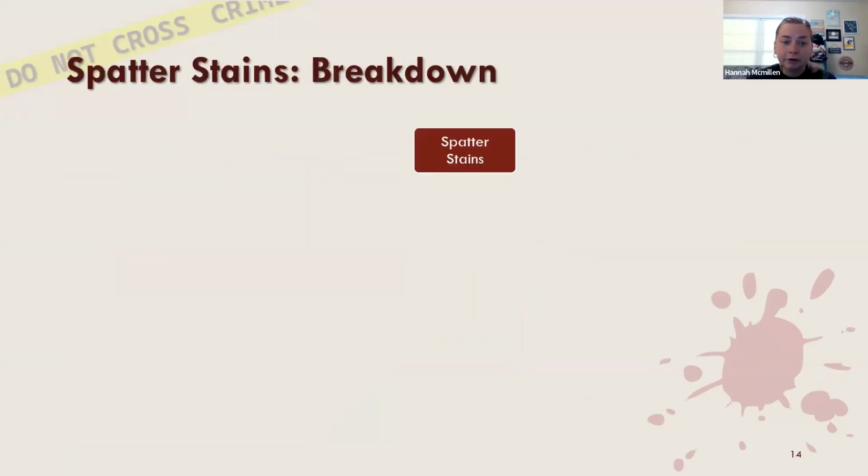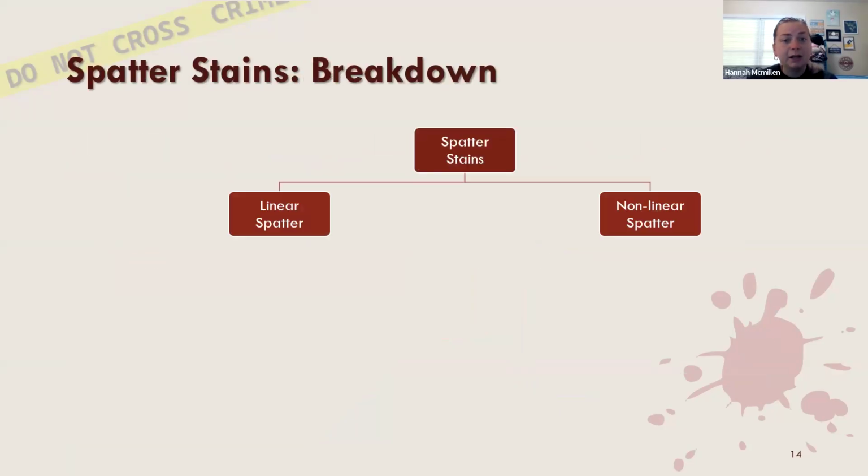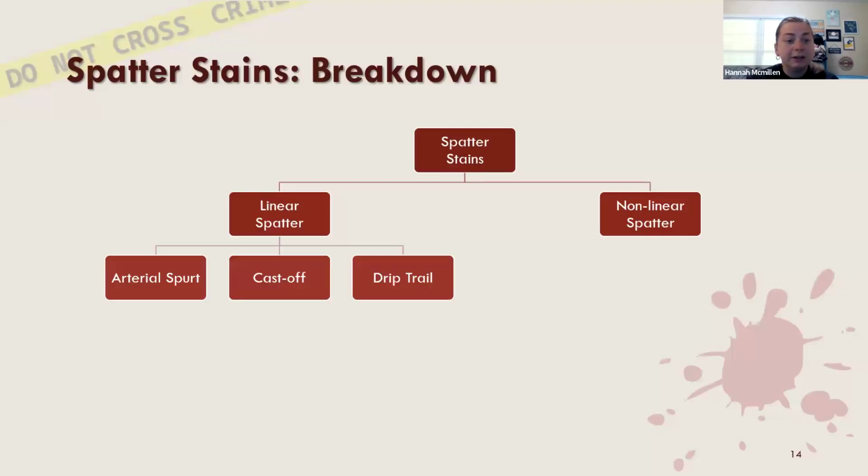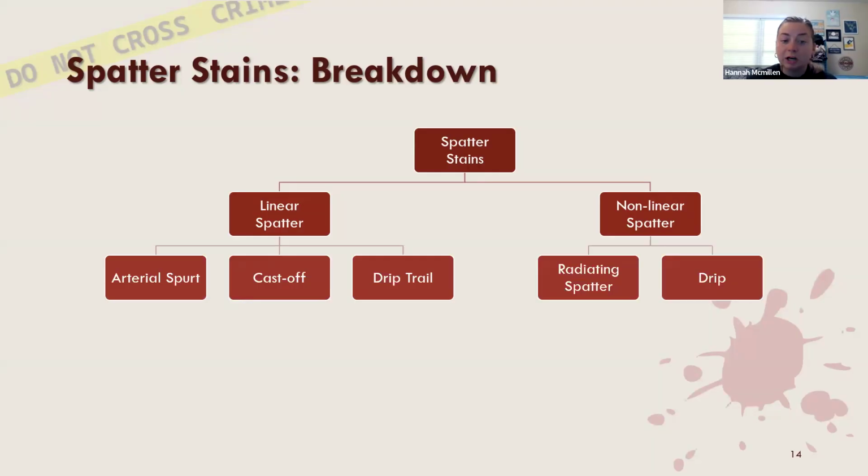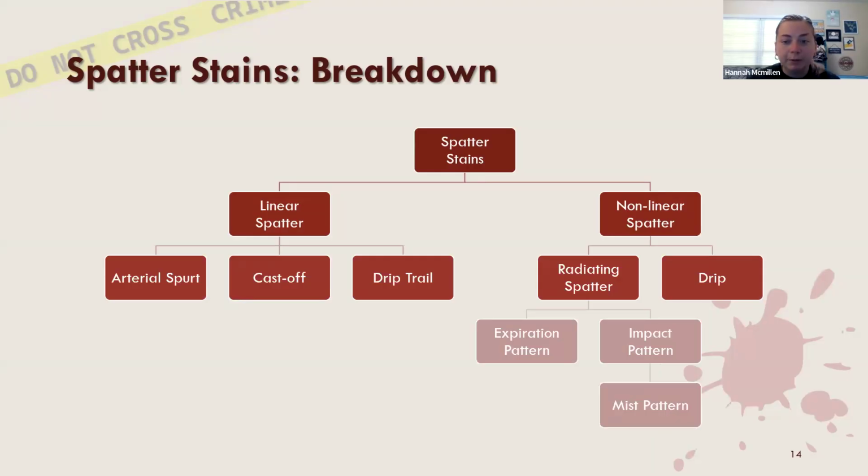So starting with spatter stains first, we have linear spatter and nonlinear spatter. Expanding on linear spatter, we'll have arterial spurts, we'll have cast off, and we'll have drip trail. These are linear because they're going to appear in one fluid continuous motion, even if they might not specifically be linear themselves, like an arterial spurt. Going into nonlinear spatter, we have radiating spatter, and then we have drips. And radiating spatter can be expiration patterns as well as impact patterns. Then from impact patterns, we might also have mist patterns.